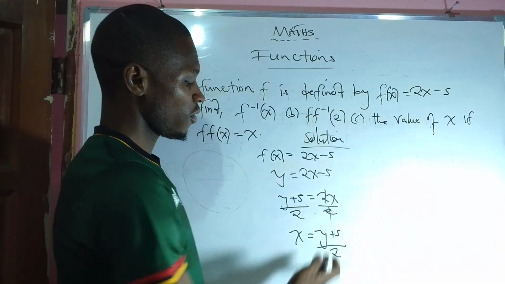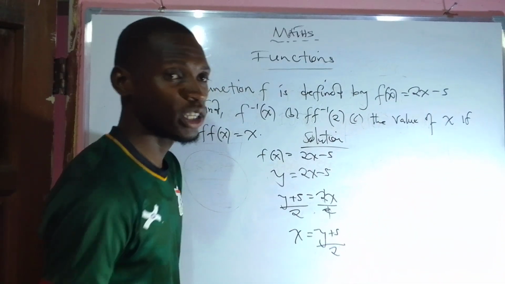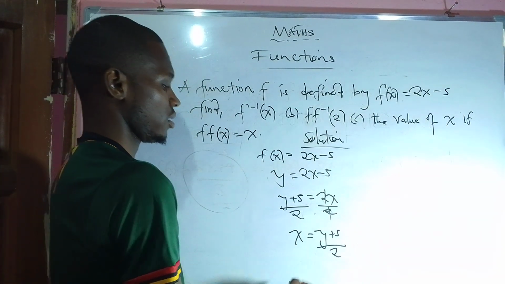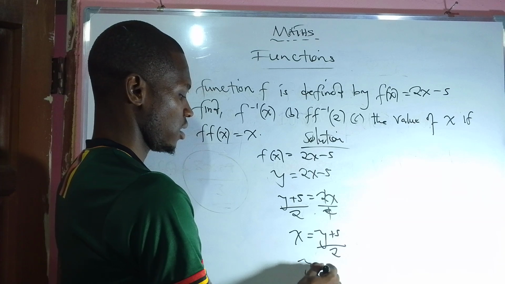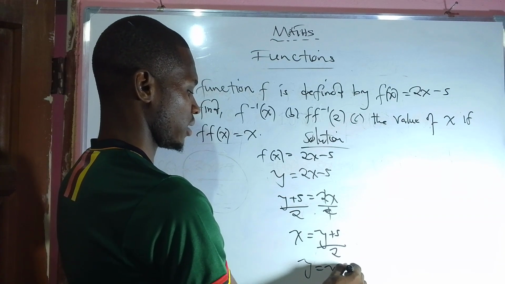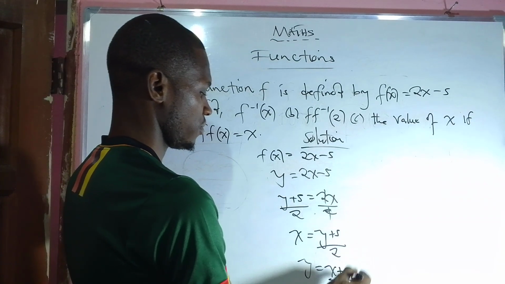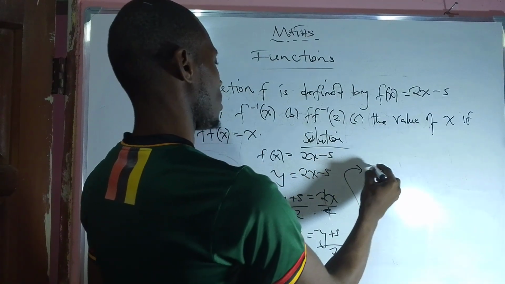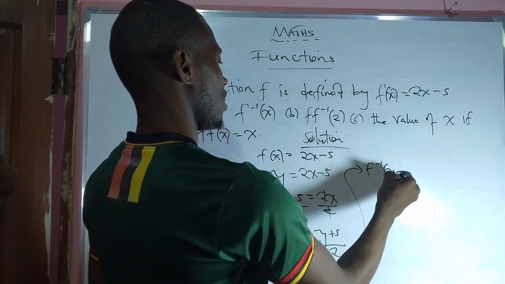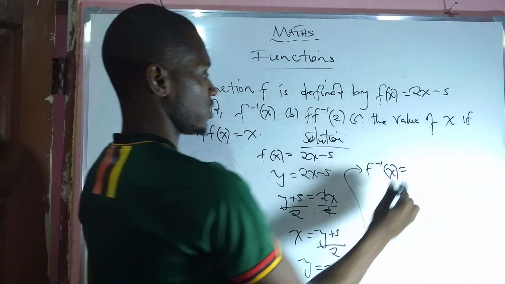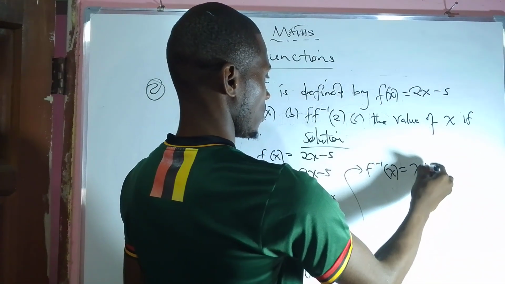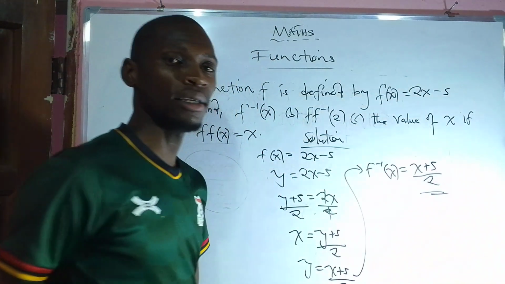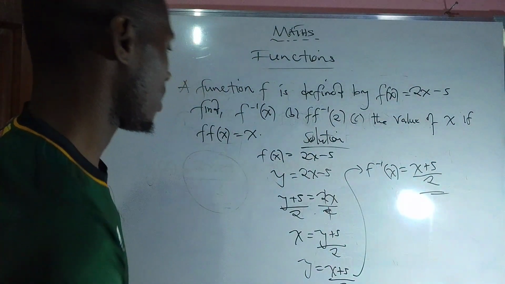From here, you interchange. Once you make x the subject of the formula, the next thing you need to do is interchange x and y. So y is equal to (x plus 5) over 2. Therefore, f inverse of x is equal to (x plus 5) over 2. And that is our answer for the first one.